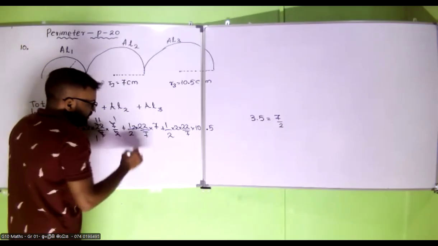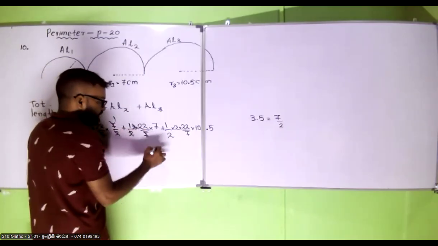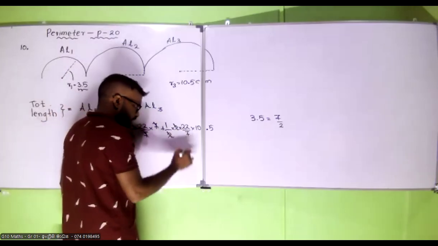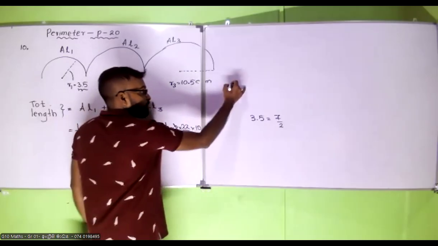2 times 1, 7 times 1, 2 times 1. Then 7 times 1, 7 times 1. Here you have 22, 2 times 1. Then I told you this is 10.5 meters.